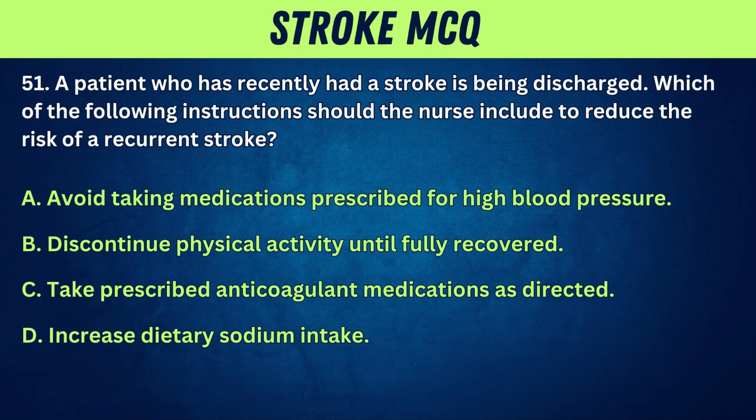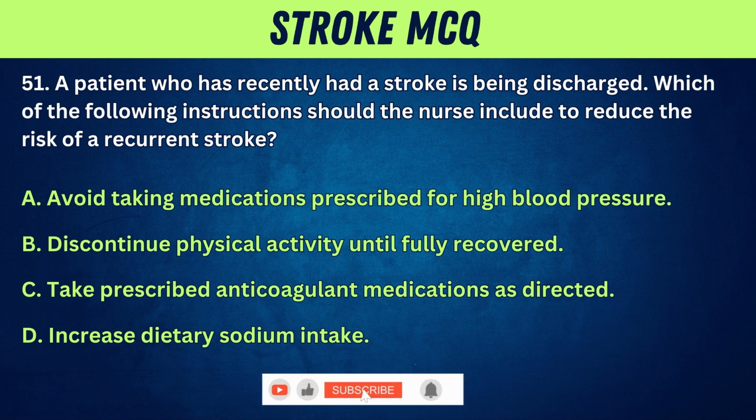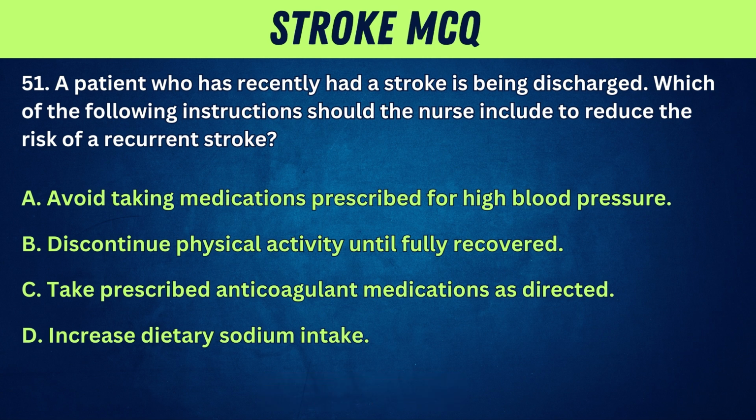51. A patient who has recently had a stroke is being discharged. Which of the following instructions should the nurse include to reduce the risk of a recurrent stroke? A. Avoid taking medications prescribed for high blood pressure. B. Discontinue physical activity until fully recovered. C. Take prescribed anticoagulant medications as directed. D. Increase dietary sodium intake.